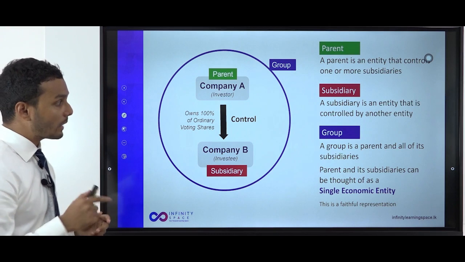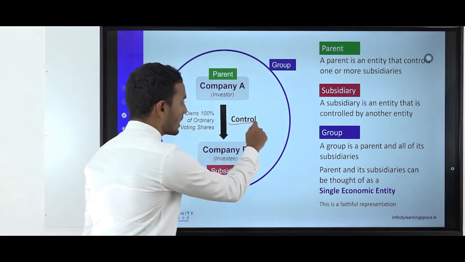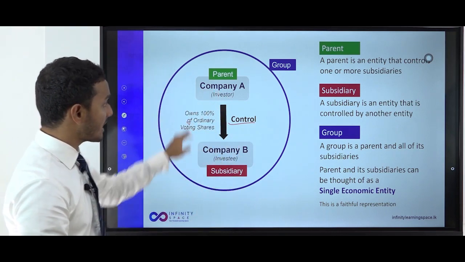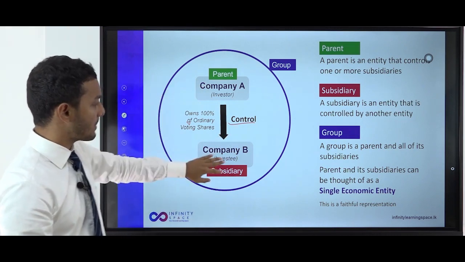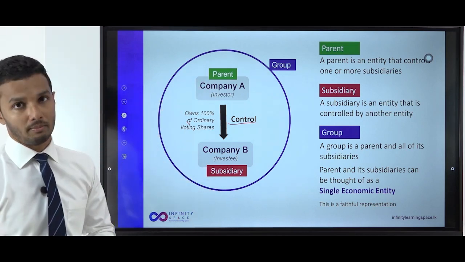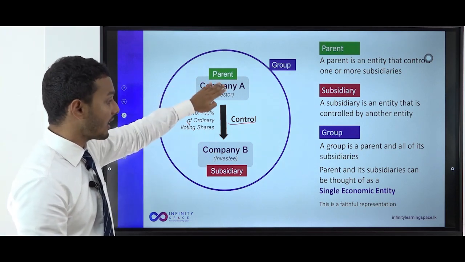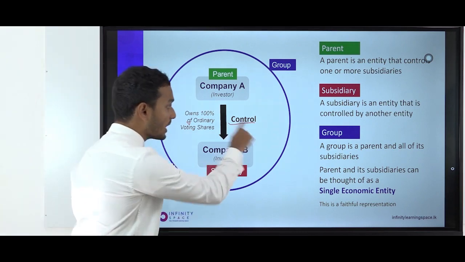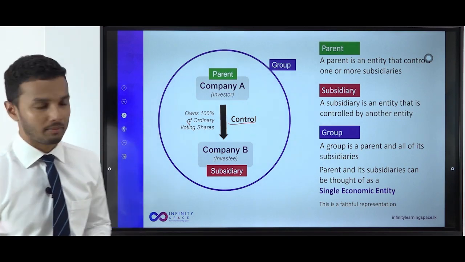Then next thing we have to understand clearly is this word control, right? An investor and an investee is linked using this word. So a parent and a subsidiary are created when the parent can control the subsidiary. There won't be a parent and a subsidiary if company A can't control company B. So what's really important is this word control, right? So we need to understand what this control means exactly.